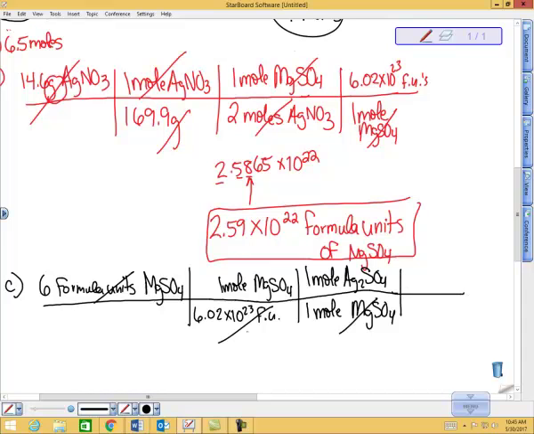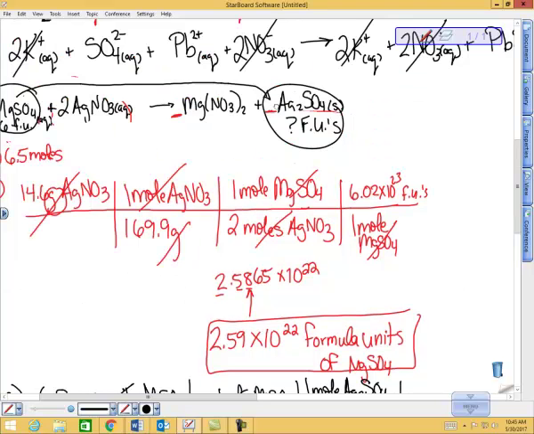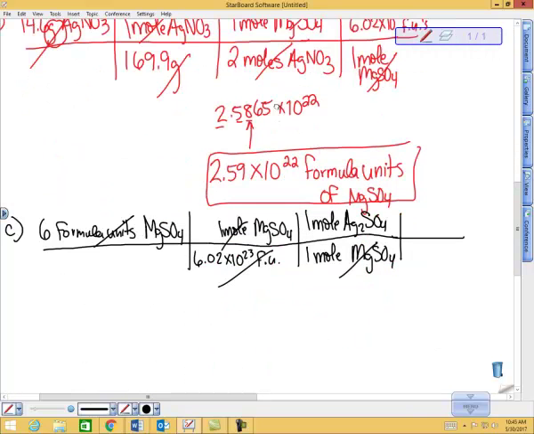And then from here, you're trying to get back to formula units, so what you would have to do is multiply by Avogadro's number at the end. So for every 1 mole of Ag2SO4, there would be 6.02 times 10 to the 23rd formula units.